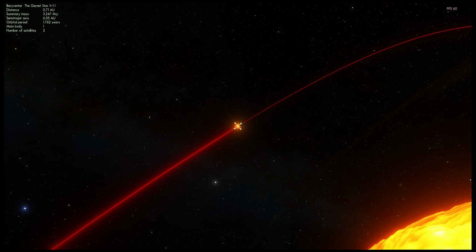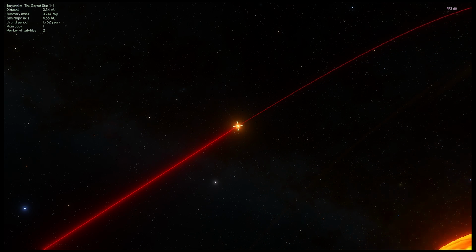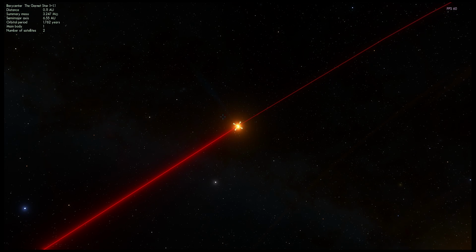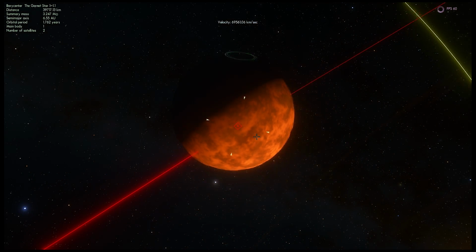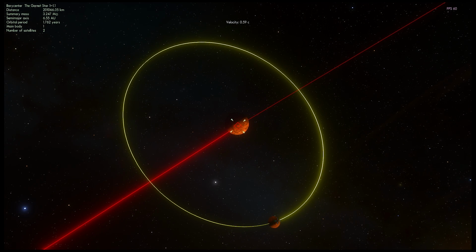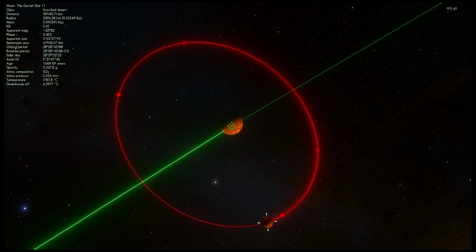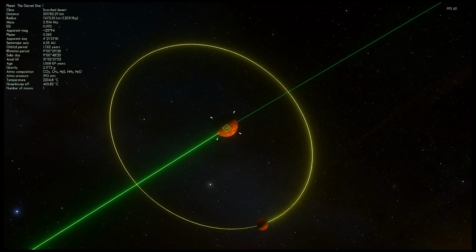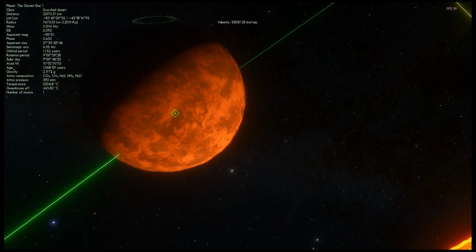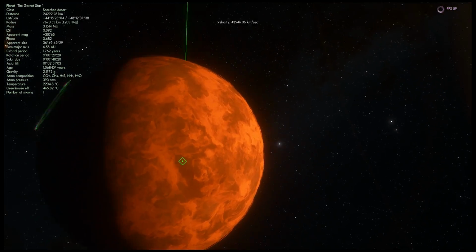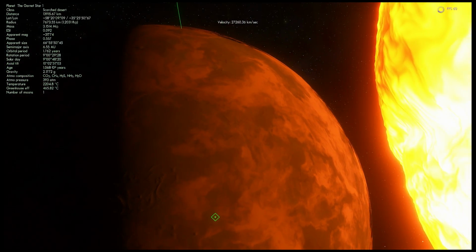So it seems to be two planets here because it has a barycenter. So there's going to be two planets orbiting one another, making this a dual planetary system. And we seem to have Garnet Star 1-1 and Garnet Star 1. This is a scorched desert with a temperature of... oh, okay, 2,200 degrees Celsius. That's a little bit too hot.